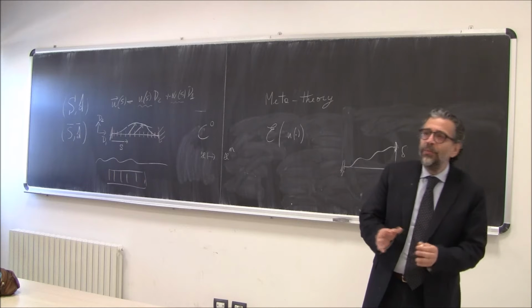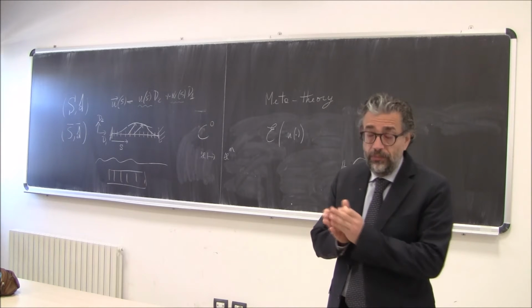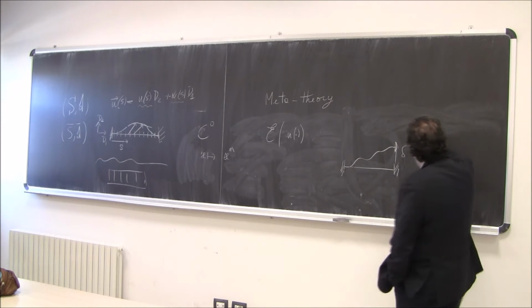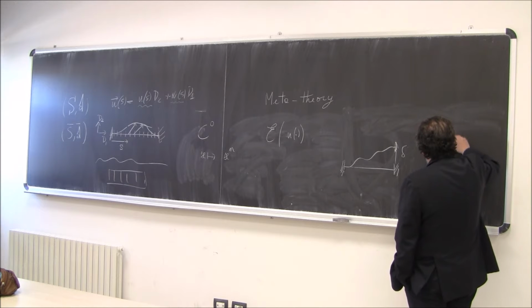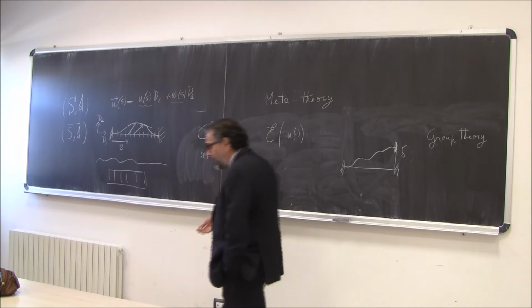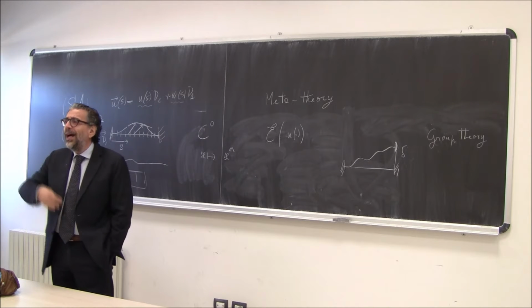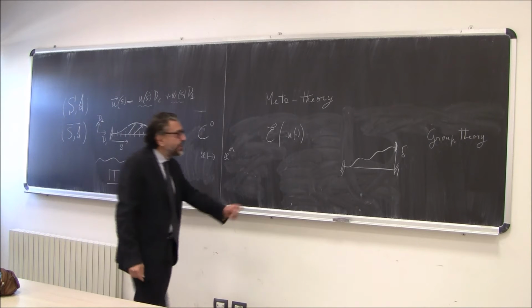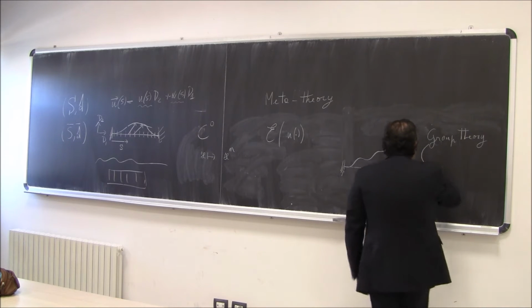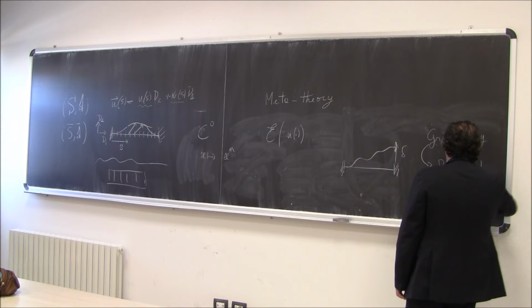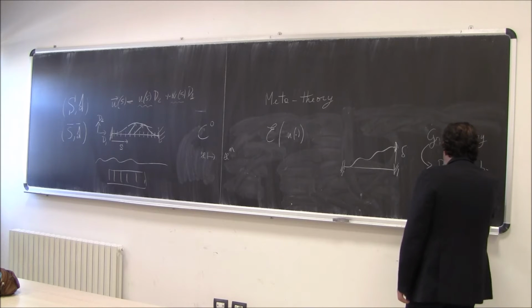By the way, this for mathematicians should not be new. Why? Group theory is what? It is a theory which describes how to build algebraic structures. So the object of group theory is real numbers, complex numbers, vector spaces.